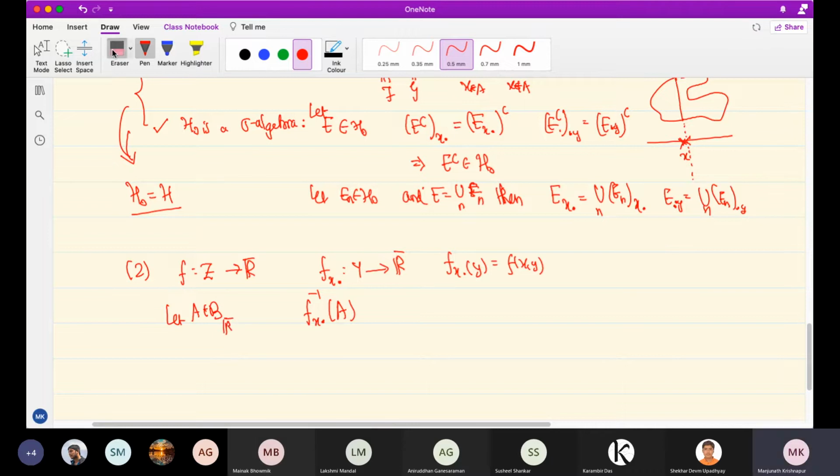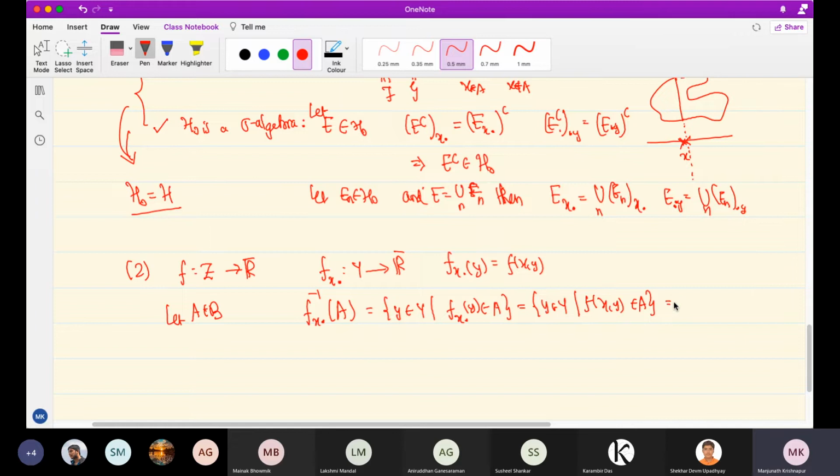The Borel sigma algebra on the extended real numbers. So you take A in the Borel sigma algebra, then what is the inverse? It is all those y in capital Y such that f_x dot of y belongs to A. But that is the same as all those y in Y such that f of (x,y) belongs to A.